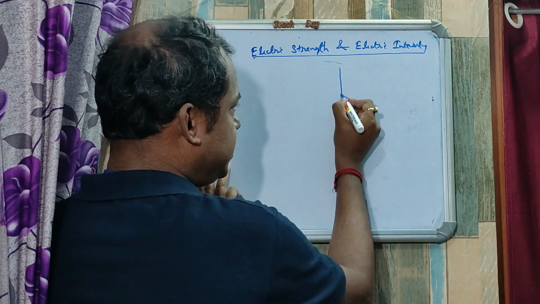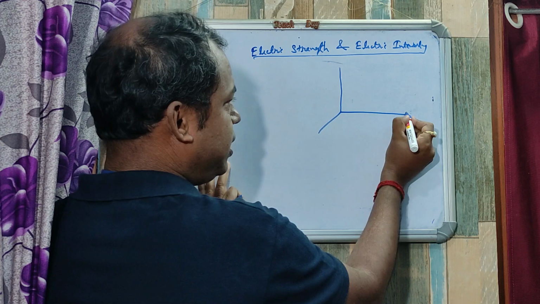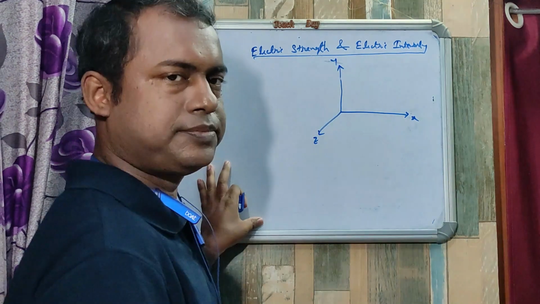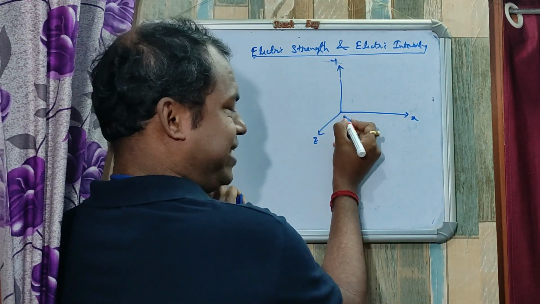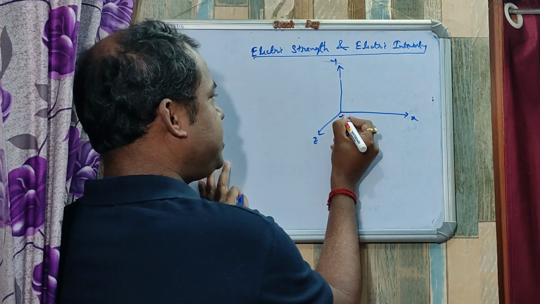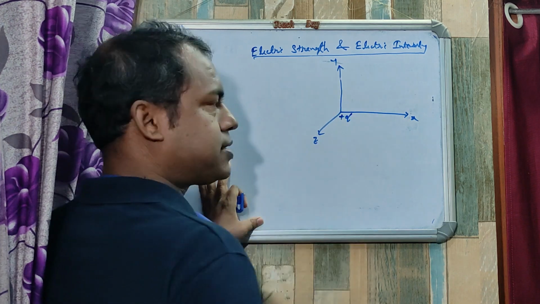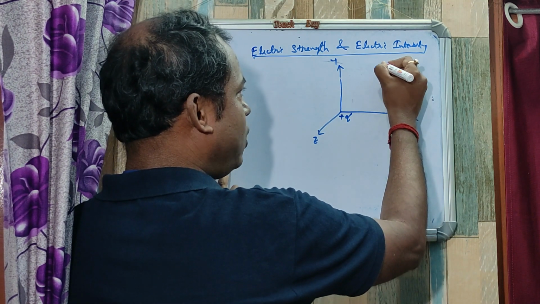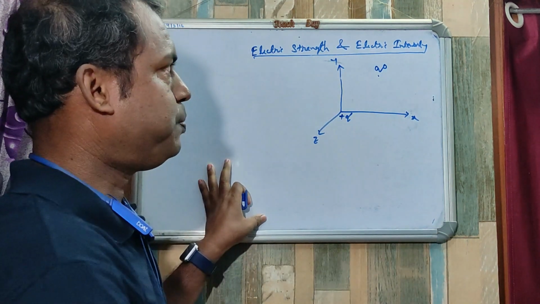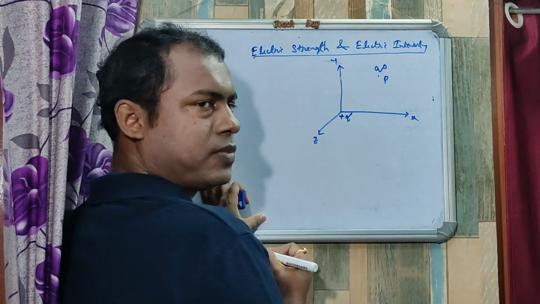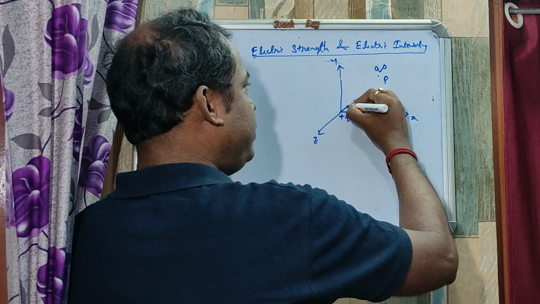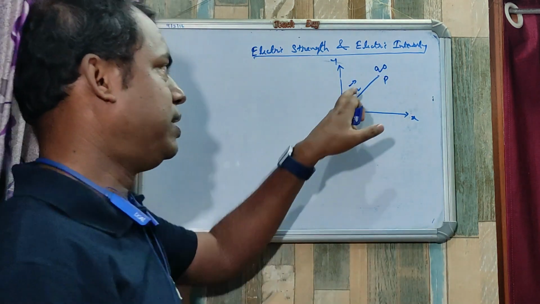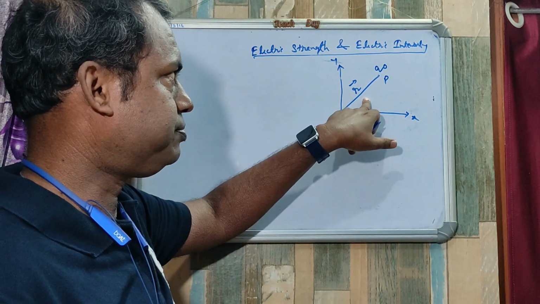Consider this in three-dimensional space: this is the x-axis, this the y-axis, and this the z-axis. A main charge, called the source charge, is placed at a position; consider this one is Q dash. Another charge is Q0, placed at the position P. The distance between Q dash and Q0 is denoted by R, considered with the position vector, the vector R.